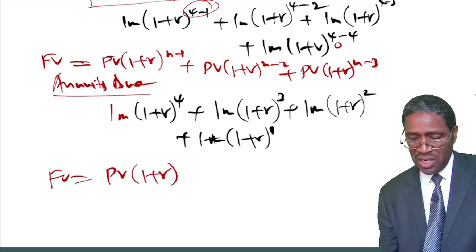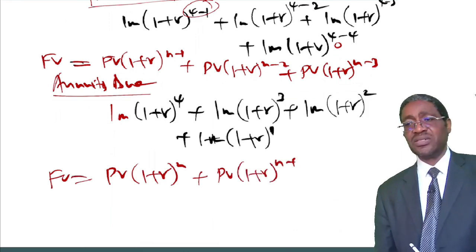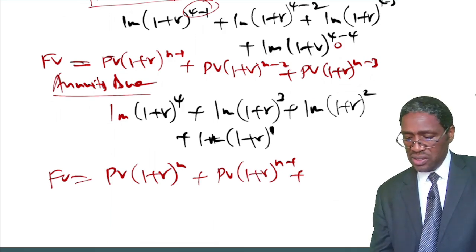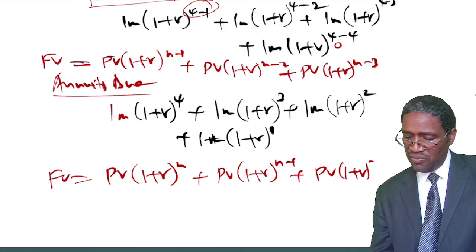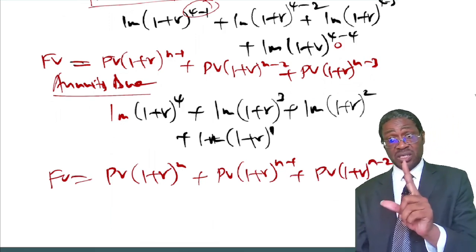But if it's an annuity due, then future value is just present value into 1 plus R to the power of N, plus present value into 1 plus R to the power of N minus 1. Then you come plus, this is PV into 1 plus R to the power of N minus 2. That's the difference. I hope you can see the difference.